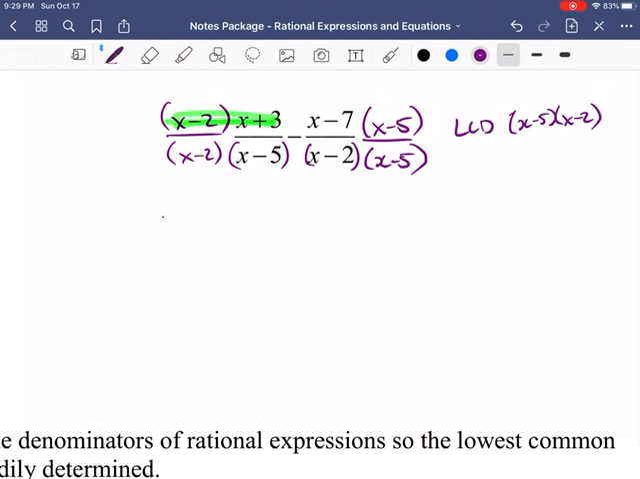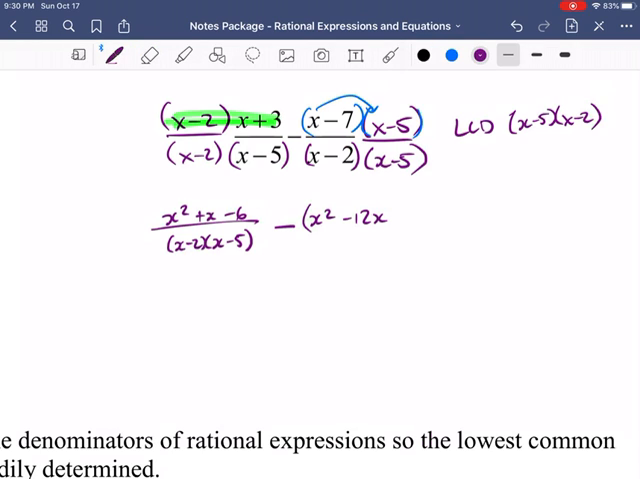So you get x squared plus 3x minus 2x, so plus x, minus 6 over x minus 2, x minus 5. And then we're going to subtract, and the numerator here, if we FOIL these two terms, you get x squared minus 5x minus 7x, so minus 12x, whoops, and we're not done.